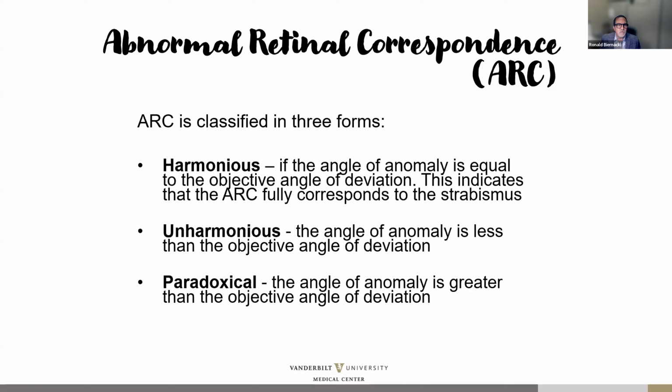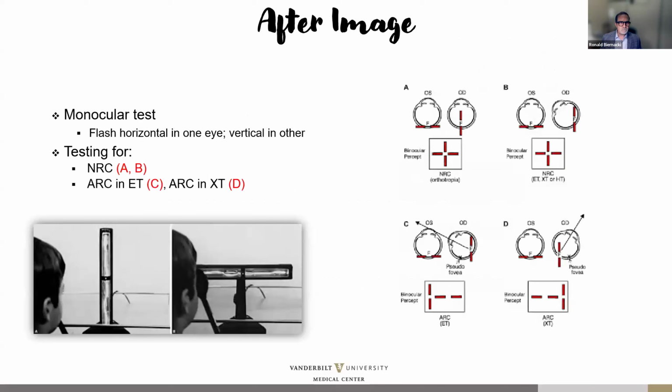Anomalous retinal correspondence is also classified in three forms. You have harmonious, and that's when the angle of anomaly is equal to the objective angle of deviation. This indicates that the ARC fully corresponds to the strabismus. You have unharmonious, where the angle of anomaly is less than the objective angle, and paradoxical, when the angle of anomaly is greater than the objective angle of deviation.